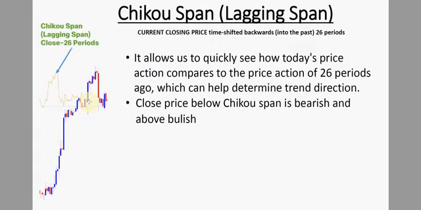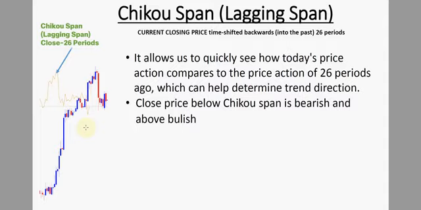Okay, why do we need an indicator that is 26 days behind, or 26 periods behind? Because it allows us to quickly see how today's price action compares to the price action of 26 periods ago. So sometimes when you look at it, immediately price is above the Chikou span, you know, oh, we are in an uptrend. Price is trading below the Chikou span, yeah, we are in a downtrend.